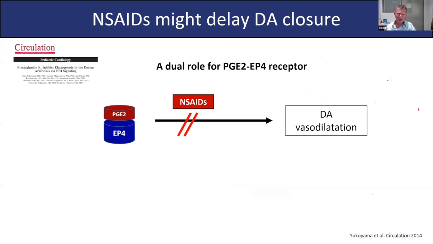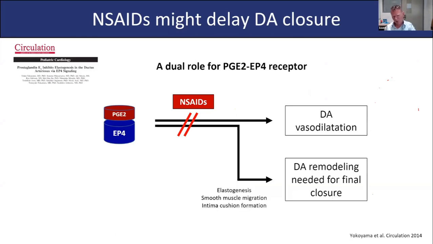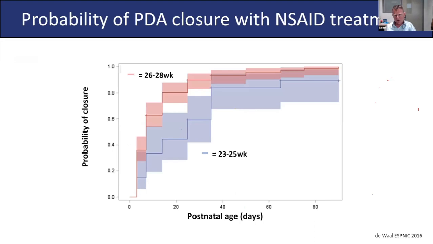However, this same receptor is actually also responsible for all the remodeling changes in the ductus arteriosus, which are needed for final closure. So this was something very new to me, and I thought, this is odd. Let's go have a look at our own cohort and see how babies respond if you give them NSAIDs, because I think everybody's experience is that the young babies don't respond as well to NSAIDs as compared to the older babies. And indeed, that's exactly what we found.